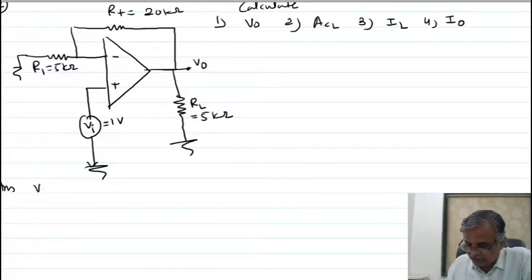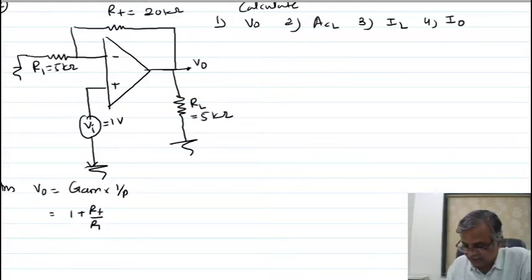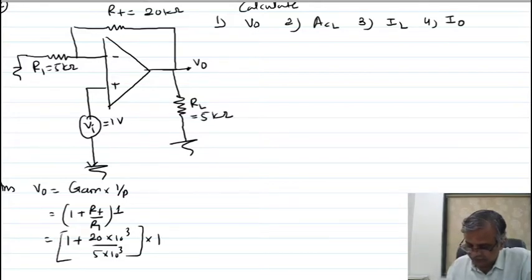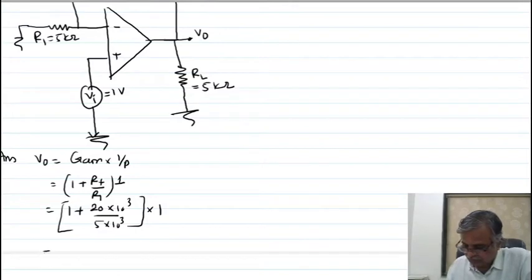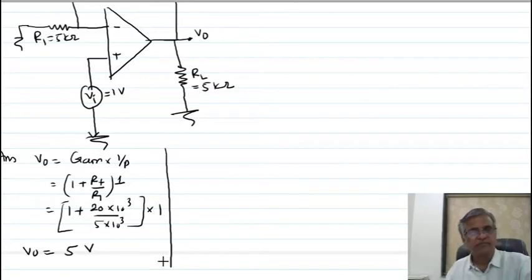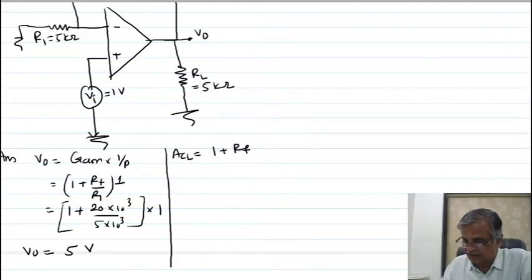Answer. Output voltage, you know, is gain multiplied by input voltage. Gain is 1 plus RF by R1. Input is 1 volt they have given. RF they have given 20 kilo ohm, R1 they have given 5 kilo ohm. So this is your output is 5 volt. Second question, ACL. What is ACL? 1 plus RF by R1. By putting the value you can get 5.